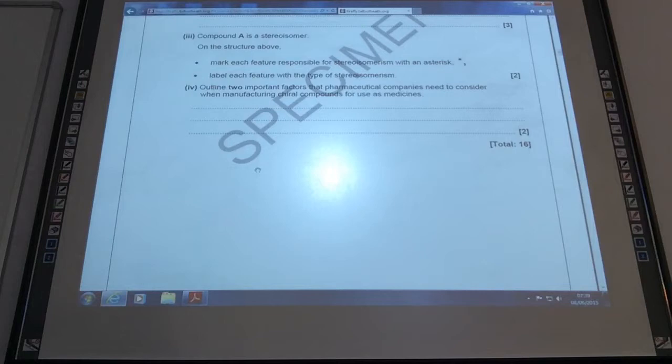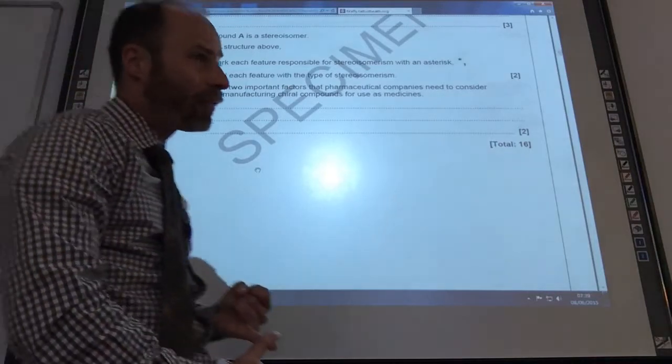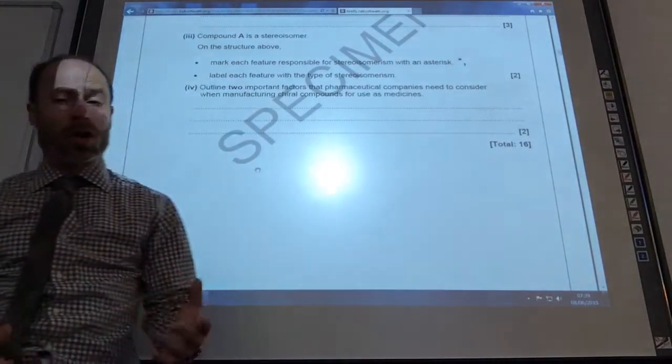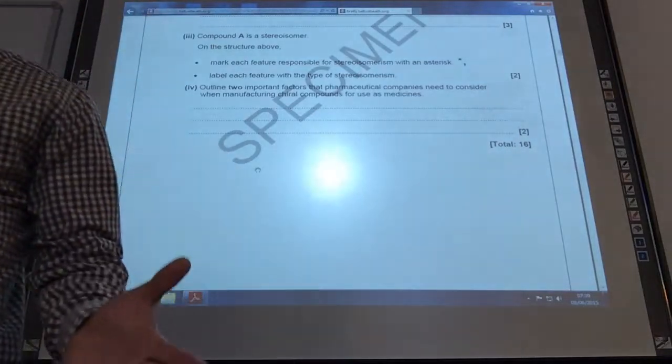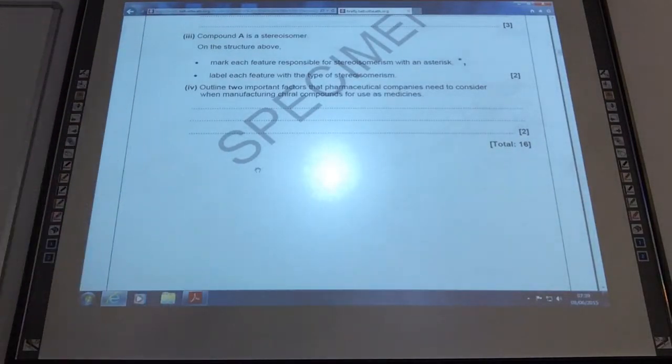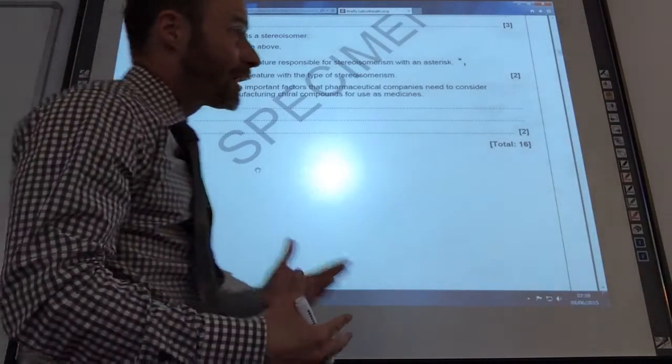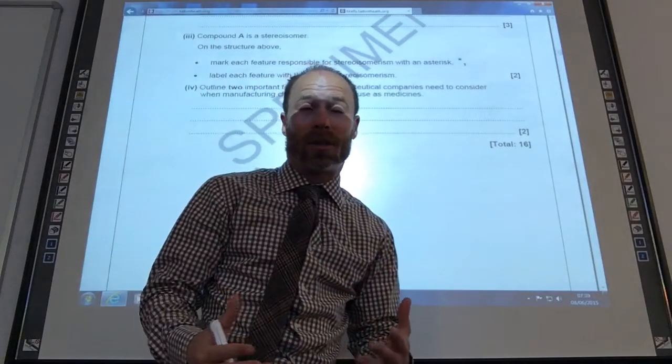The final bit on this page is outline 2 important factors that we need to consider when manufacturing them. This one you should be familiar with. It does come up a lot. You've obviously got side effects of the other optical isomer. One of them works, one of them could give you very nasty side effects. The other one is it's extremely difficult to separate the different types of optical isomers.